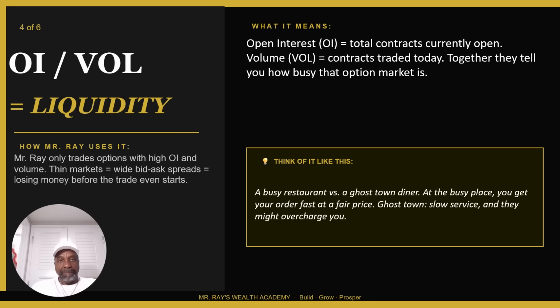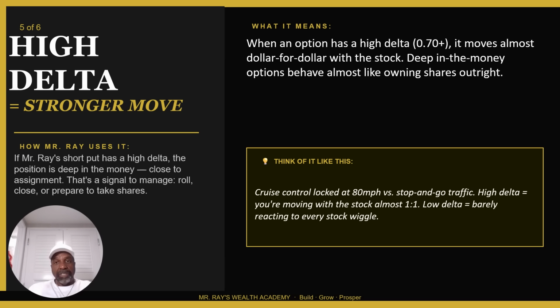in your option. So we talked about delta earlier, but I want to talk about high delta. Okay. When an option has high delta, that is 0.70, it means it moves almost dollar for dollar with the stock. And usually those are deep in the money options and they behave just like owning the stock. All right.